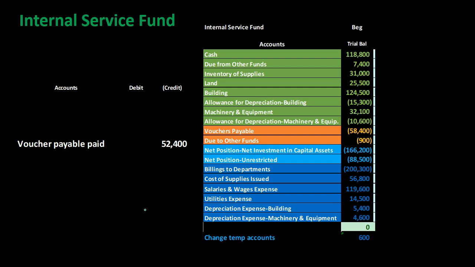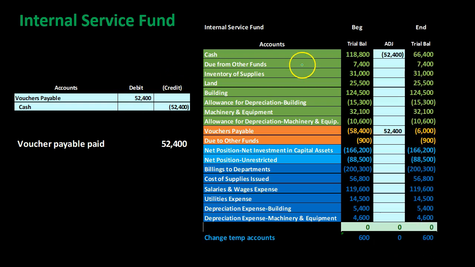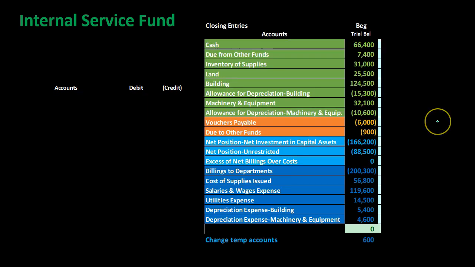Internal service fund, much the same thing because we are on an accrual basis here as well. So we're going to say that the cash is going to be credited and we're going to debit vouchers payable. Once again, cash this time, if we post out at $118,800 minus the credit, $52,400 bringing us to $66,400. And then the vouchers payable was at $58,400. We are debiting it $52,400, bringing us to the $6,000. And then we're going to go to the internal service fund.